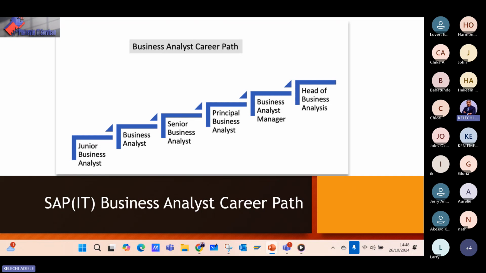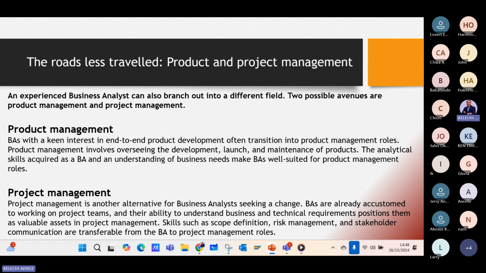And another road that leads to the BA space are two very important roles. So most BAs, when they get to maybe the principal level or the senior level, might want to move into product management or project management because most of what they do, they work closely with these two roles. BAs work very closely with the project managers or the managers if they are within an agile project. So they can branch out at any point to these two roles.